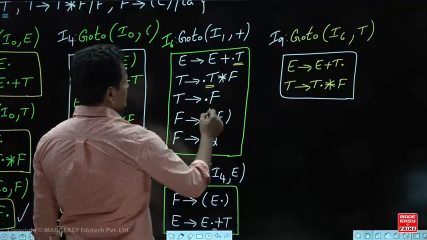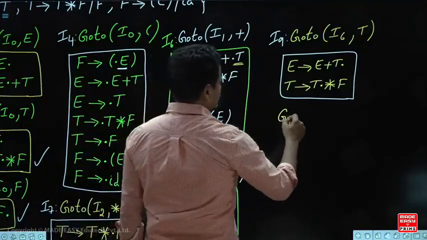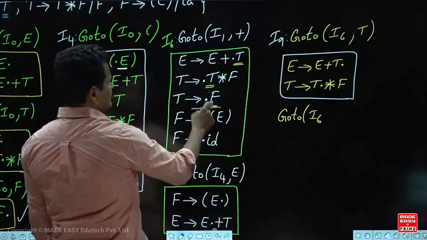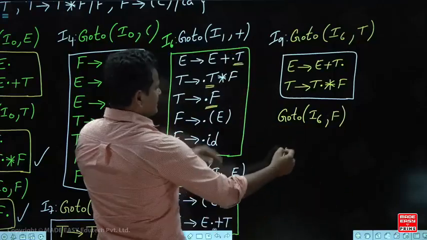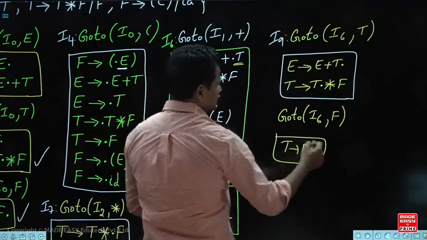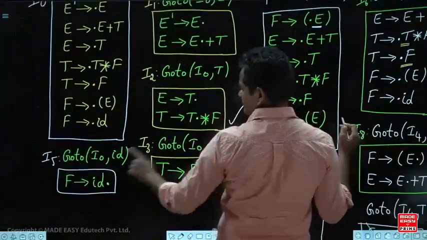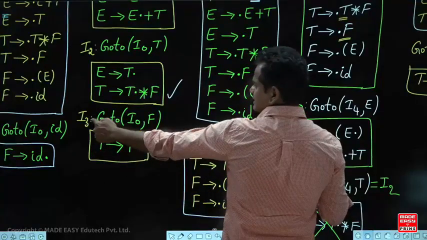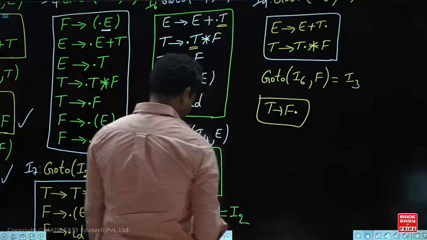Now this is done, and dot after F. So go to of I6. The name of the state is I6, and shift symbol is F. What will you get? If I write go to for this, T dash F dot. T dash F dot we already have, which is I3. You look at this. Yes, T dash F dot, I3. So that is the reason I have used that.